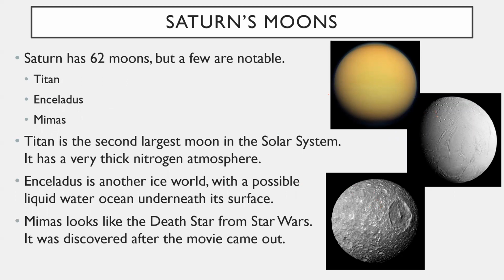Titan is actually the second largest moon in the solar system, so it was named pretty well. It has a very thick nitrogen atmosphere. It's quite weird that a moon has an atmosphere like that, but there you are. Titan's a unique moon.